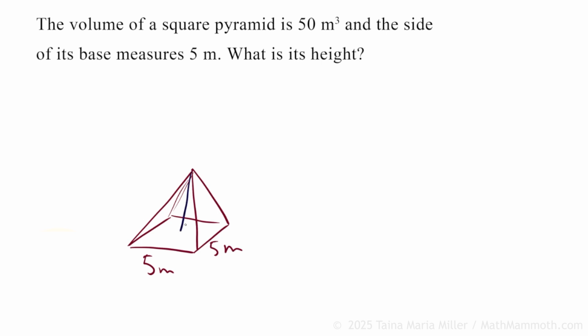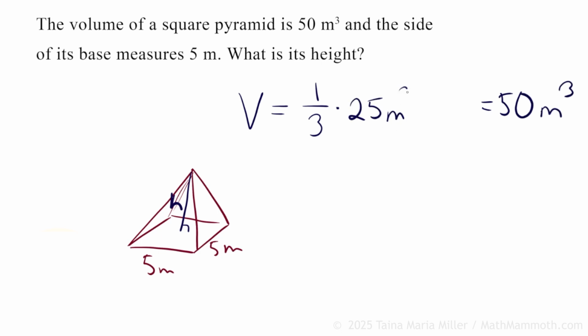It does have a height. Let's mark it with H. The area of the base is 25 square meters. That's easy. The volume is 50 cubic meters. Now recall the formula. The volume was 1/3 times the area of the base times the height. And that whole thing equals now 50 cubic meters. The area of the base here is 25 square meters.